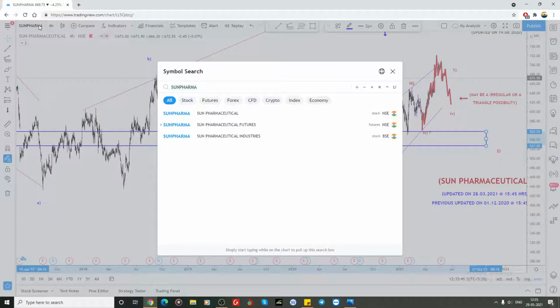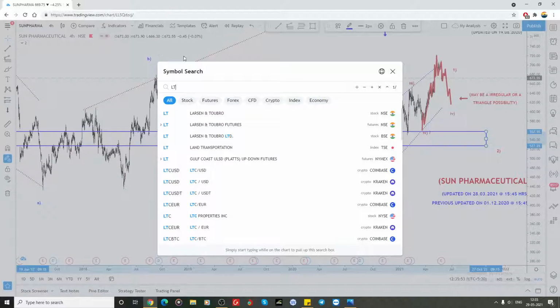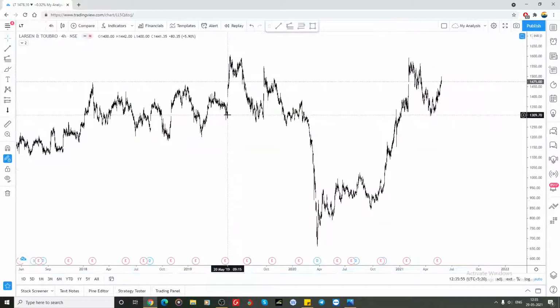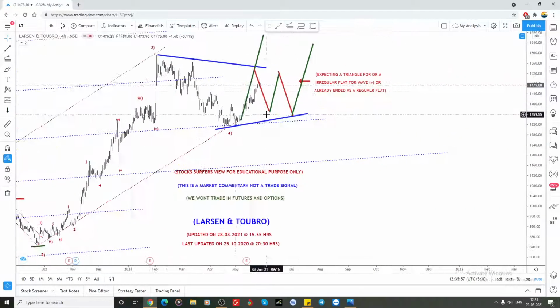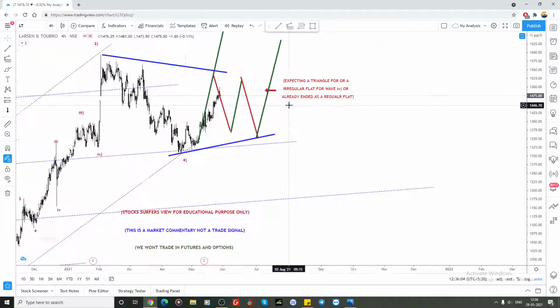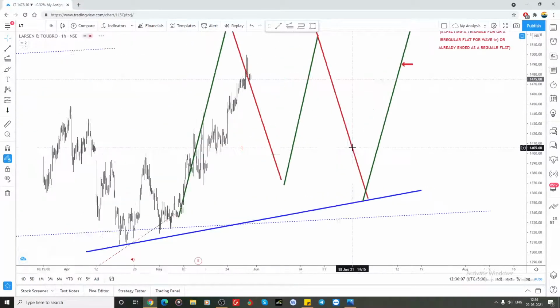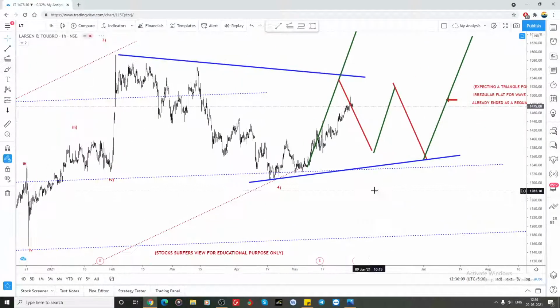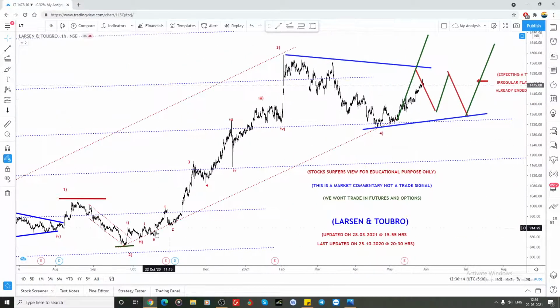The next is L&T. Same, no change here. So whether it is in a triangle or it is making one more 5-way to the upper side, you just need to watch. So here it looks like all three-way structures, and it keeps moving on like this also, here also, and then again it converted into the impulsive.